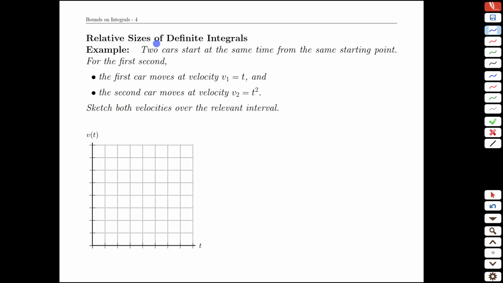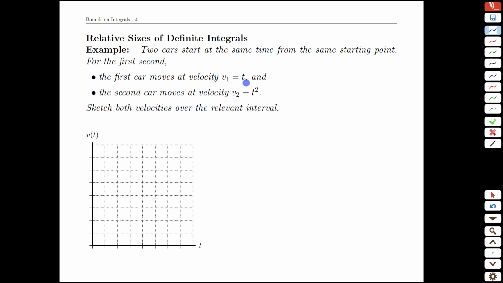It's also useful in many cases to be able to compare the size of two different integrals. So far we've compared values to integrals, now we're going to compare two integrals to each other. We'll do that, or inspire that, by looking at a scenario where we have two cars moving, starting at the same time and from the same starting point.